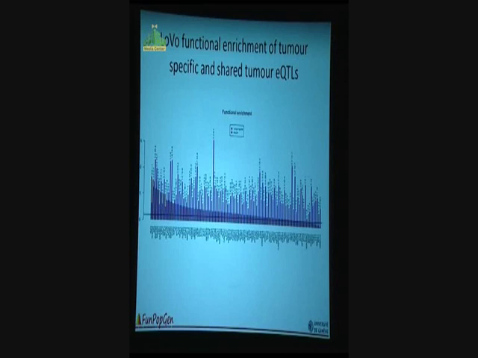So this is ranked by the tumor-specific enrichment. You see the red. And this shows the enrichment in the shared ones, so the EQTLs that are present in both tumor and normal. And what is interesting is that the ranking that you discover in the tumor is not predictive of the ranking of the shared. So we're actually accessing a different level, a different type of biology by looking at these tumor-specific EQTLs.